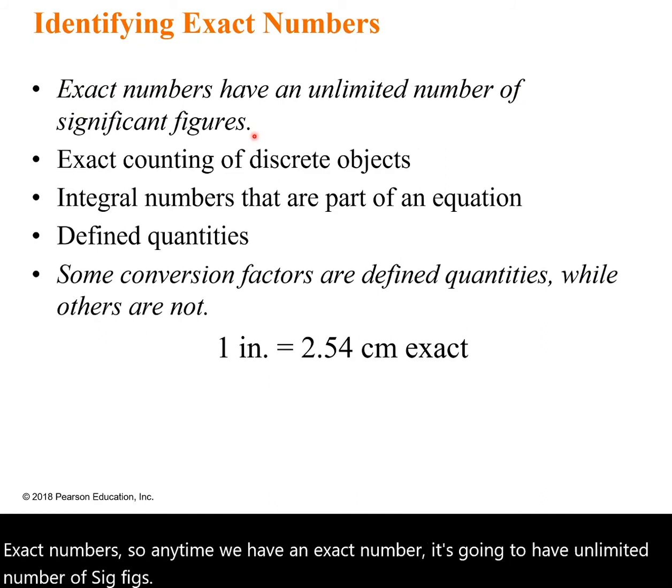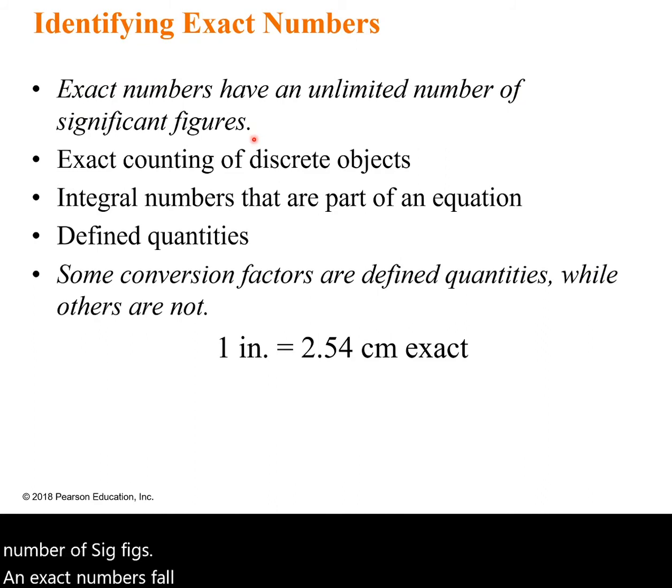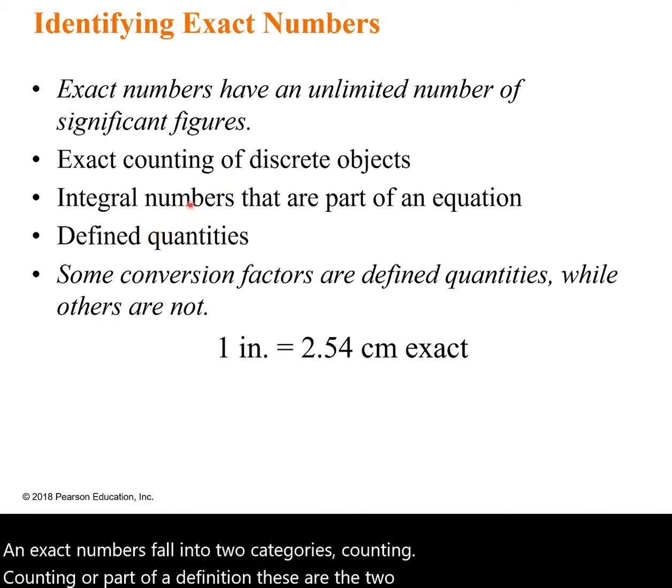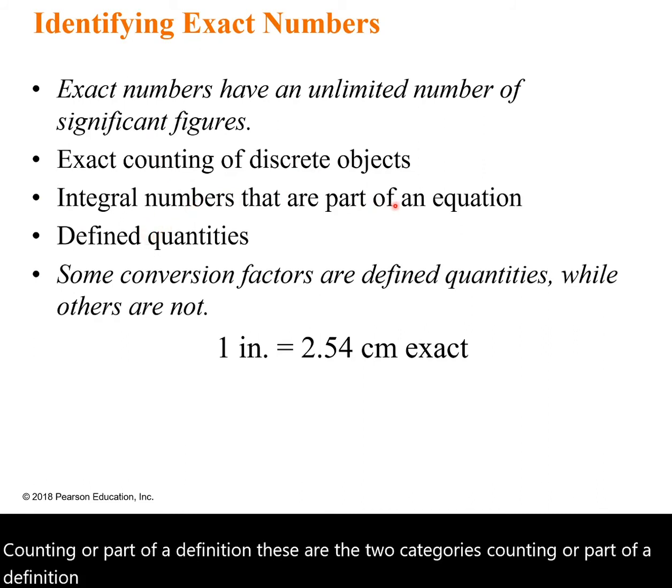Exact numbers fall into two categories: counting, or part of a definition or an equation. For example, 1 inch equals 2.54 centimeter. That's exact. That means this has an unlimited number of sig figs.